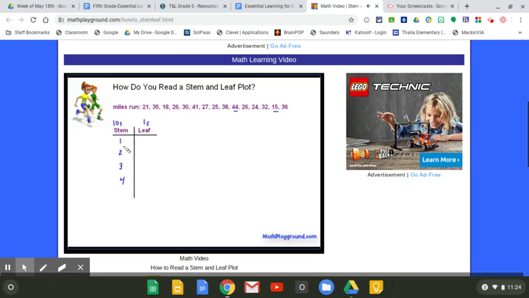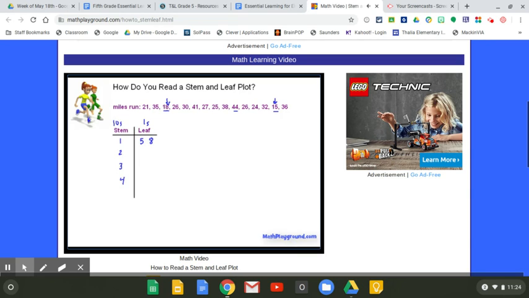So let's begin with all the numbers that are in the teens, or only have 1 ten. That would be 15 and 18. So we have a 5 and an 8, and we'll add them to the leaf column.